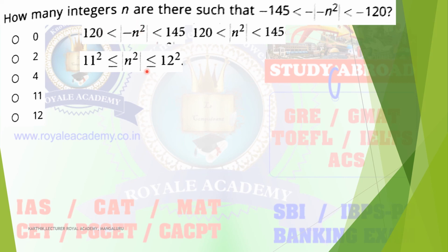So from the first statement, 120 is approximately 121. 121 is nothing but 11 square is 121. 144 is nothing but 12 square. That is two. How many integers are you getting? So two integers you are getting, one is 11 and one is 12.